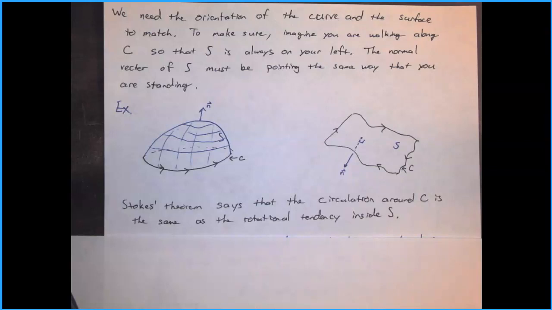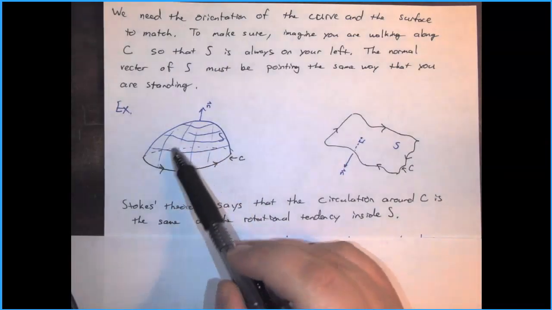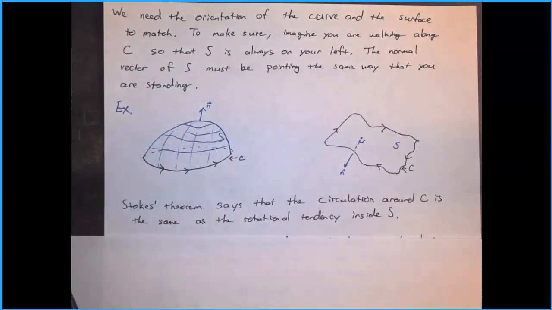And this is exactly the same as what we said in Green's theorem, except now, instead of just being in the xy plane, we're allowed to have all kinds of crazy surfaces. And instead of just integrating over regions in the xy plane, now we have surface integrals. All right, let's take a look at an example.